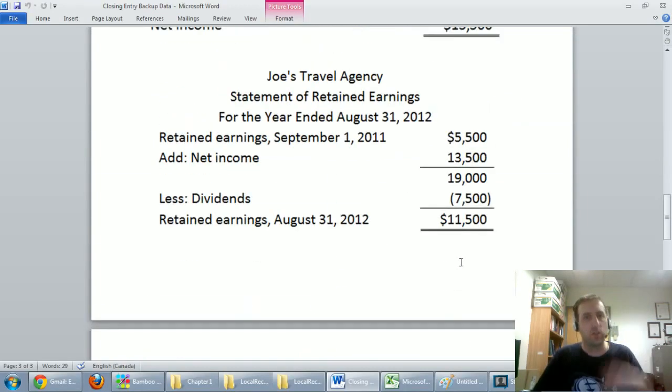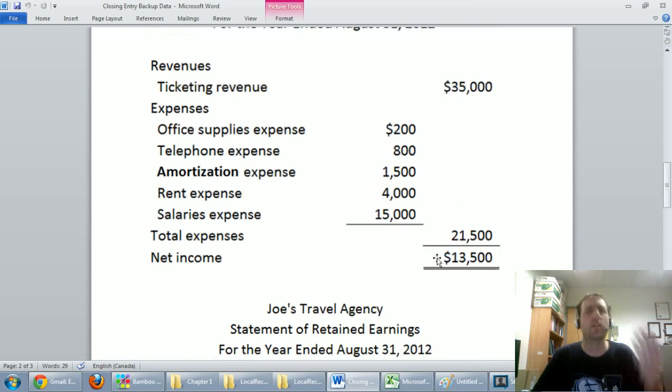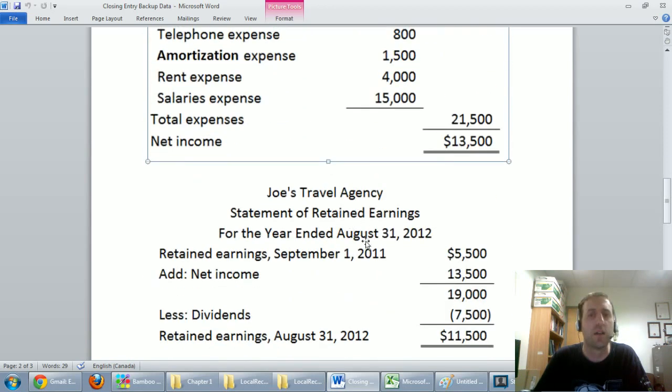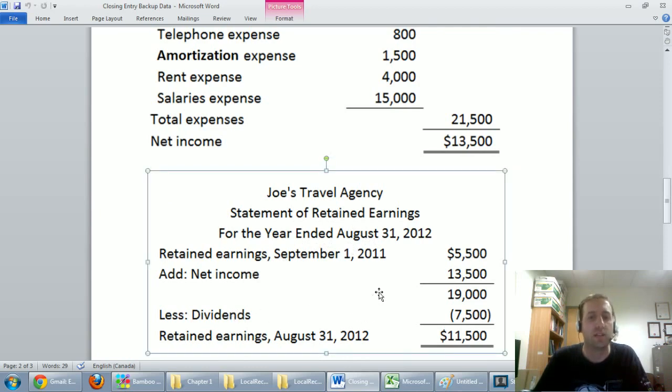The accounts that do need to be reset to zero are revenues, expenses, and dividends. Those are the three account classifications that we're going to reset, or close, with our closing journal entry. So, doing a closing journal entry is actually rather straightforward. Let's do an example of one now.